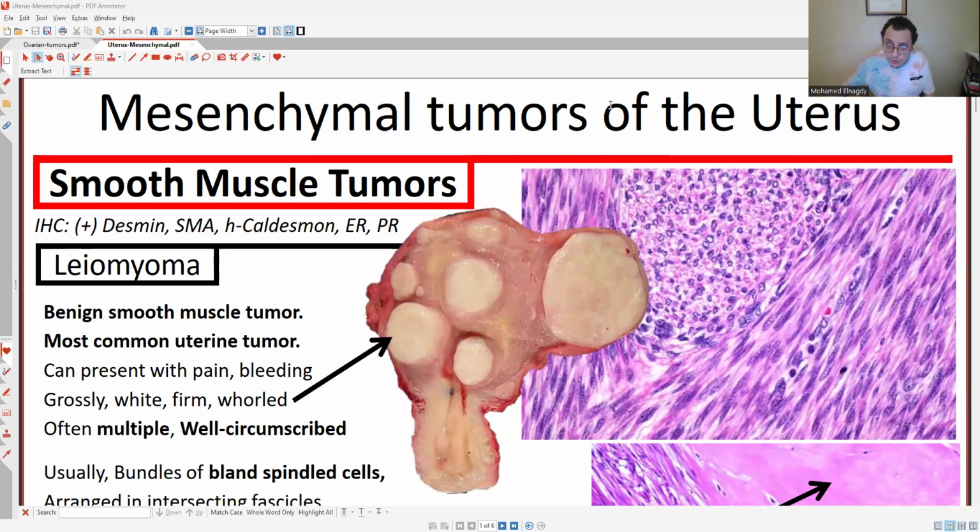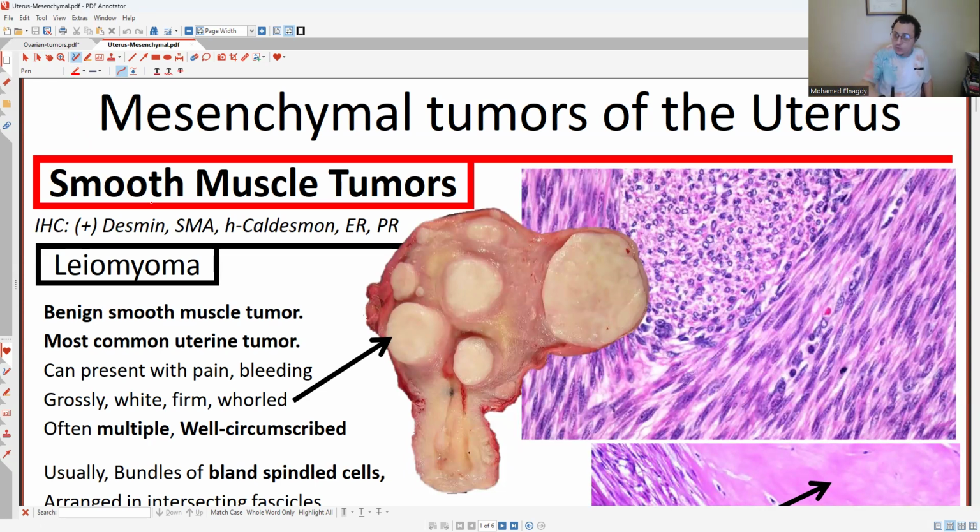The key thing for you is to know which tumors you definitely need to know before your board, and also for your general practice. When we're talking about mesenchymal tumors of the uterus, of course you will end up putting a bunch of mesenchymal tumors that you might see anywhere.